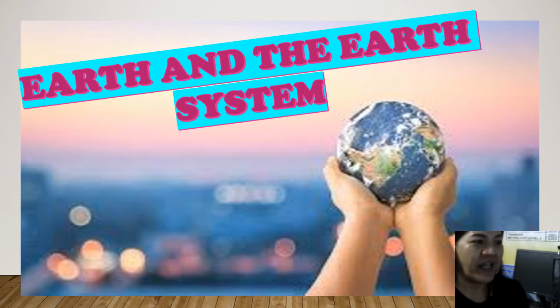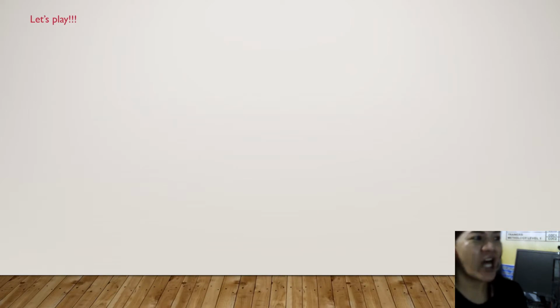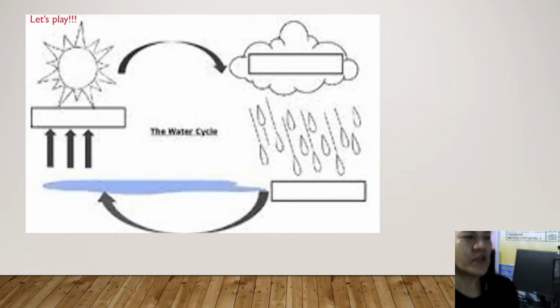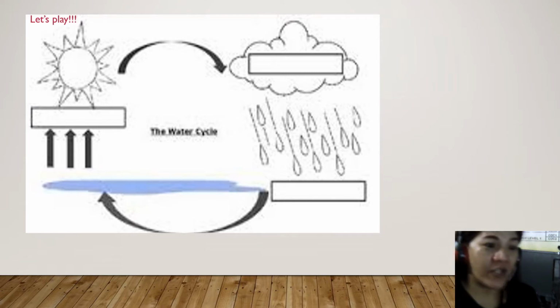So for today, let's have some exercises. Eyes on the slide and listen. We have here the water cycle. Yes, it is a water cycle illustration. But the question is, what are the processes of the water cycle? It is missing here. We have some blanks or spaces for you to answer the processes in the water cycle.